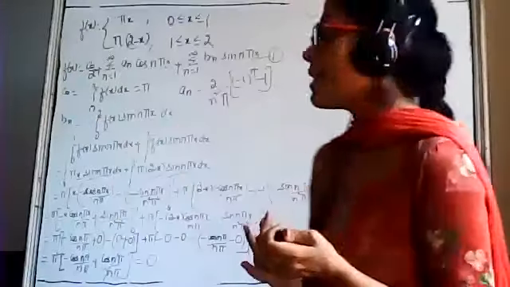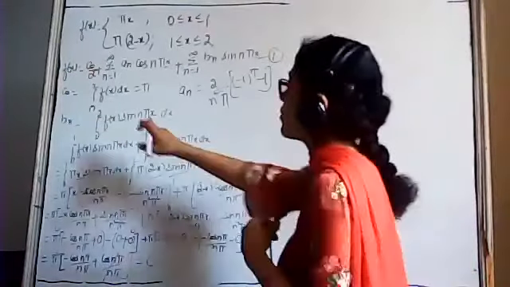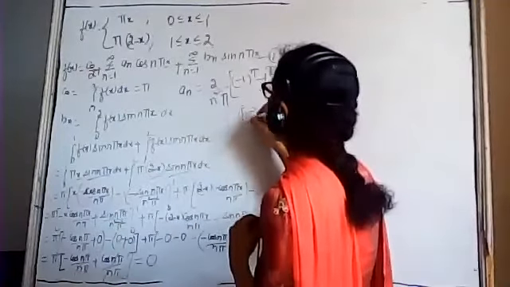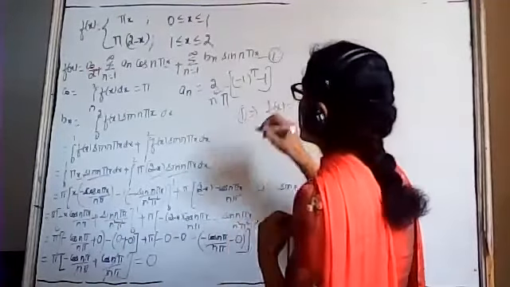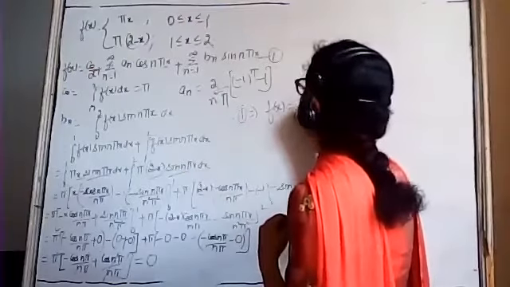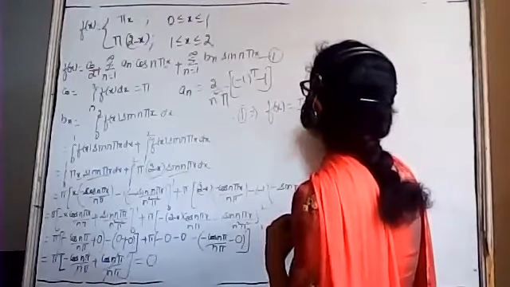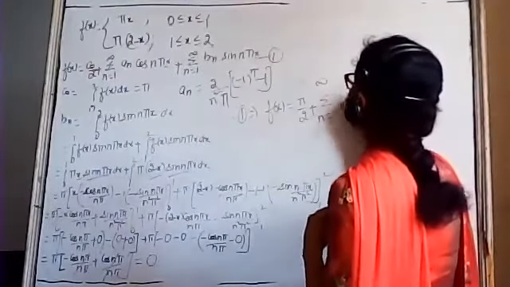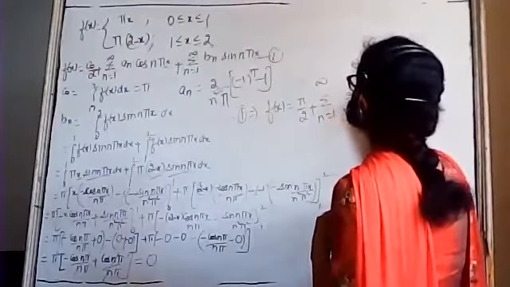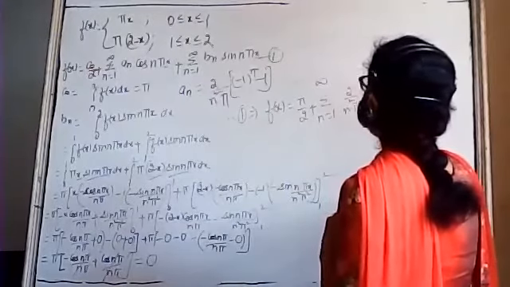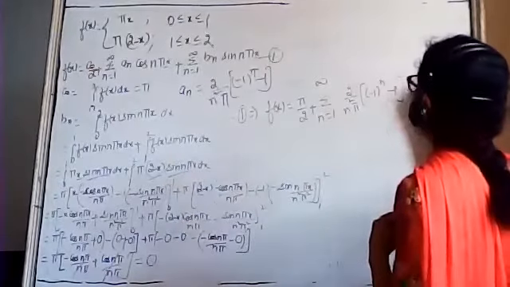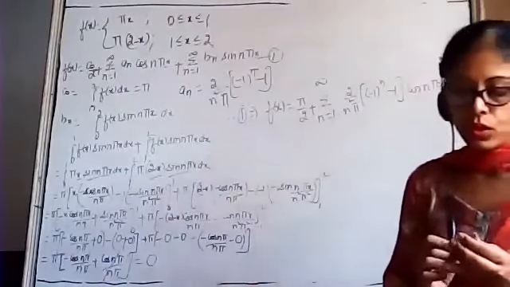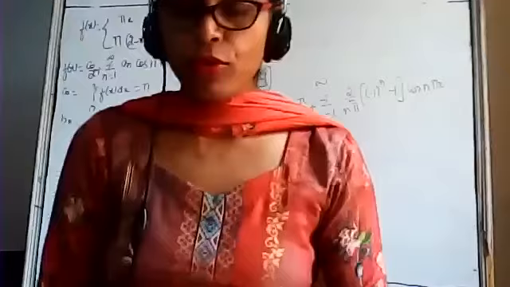After that, in the last, we have to substitute the values of a0, an, and bn in equation number 1. Therefore, equation number 1 implies fx is equal to a0. It was pi by 2 plus summation n varies from 1 to infinity an. And the value of an is 2 upon n square pi, minus 1 to the power n minus 1, and cos of n pi x. After that, bn is 0. So this is our required Fourier series.